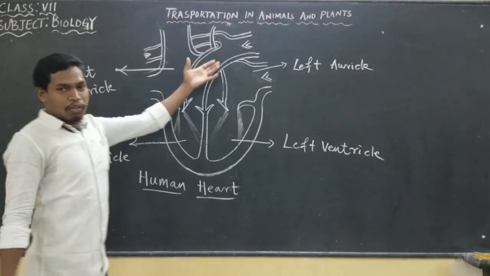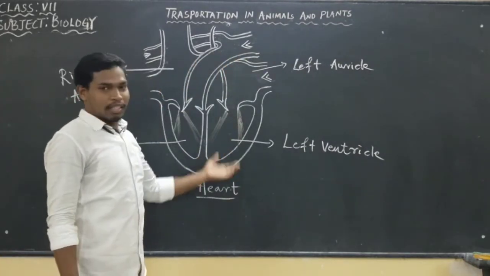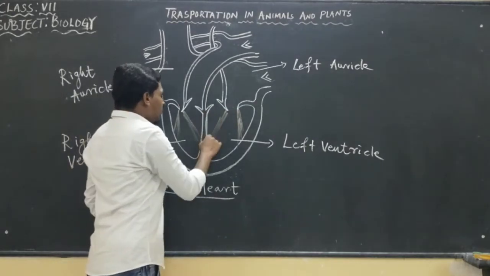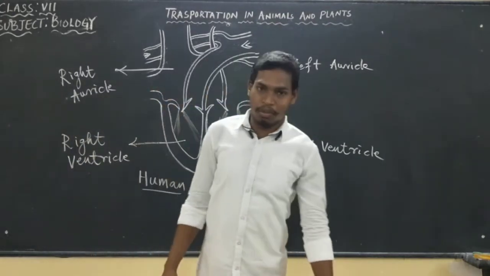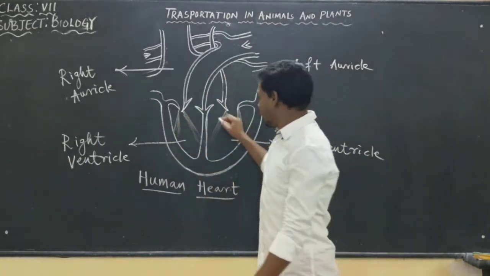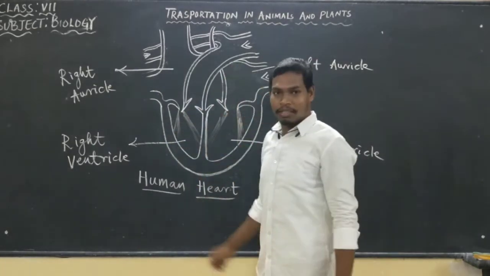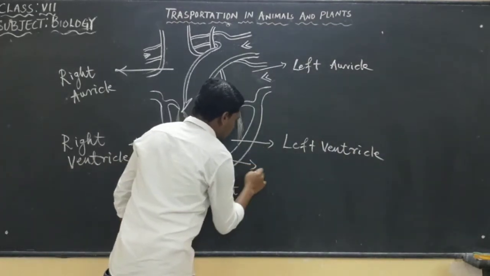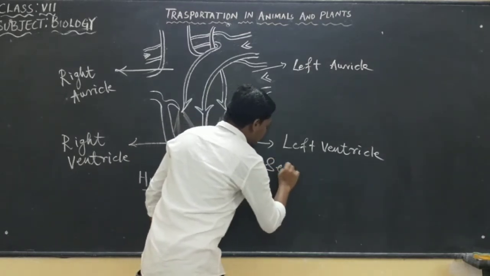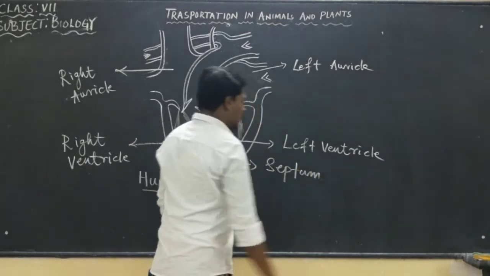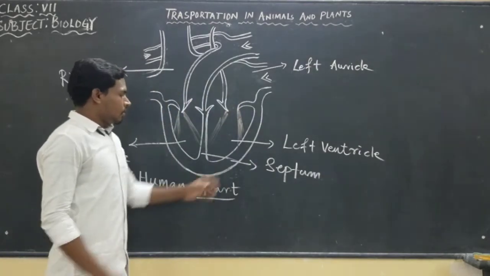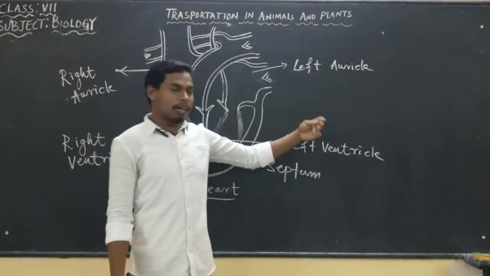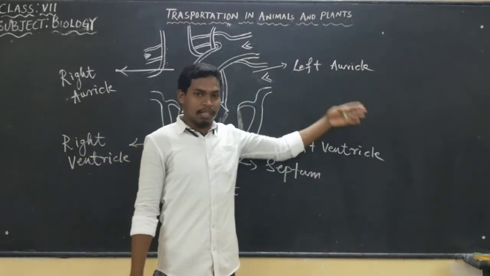So two upper auricles and two lower ventricles, and this heart is divided into two halves by a thin partition membrane known as the septum. This is the septum. In order to understand the flow of blood, we will move from the left hand side.